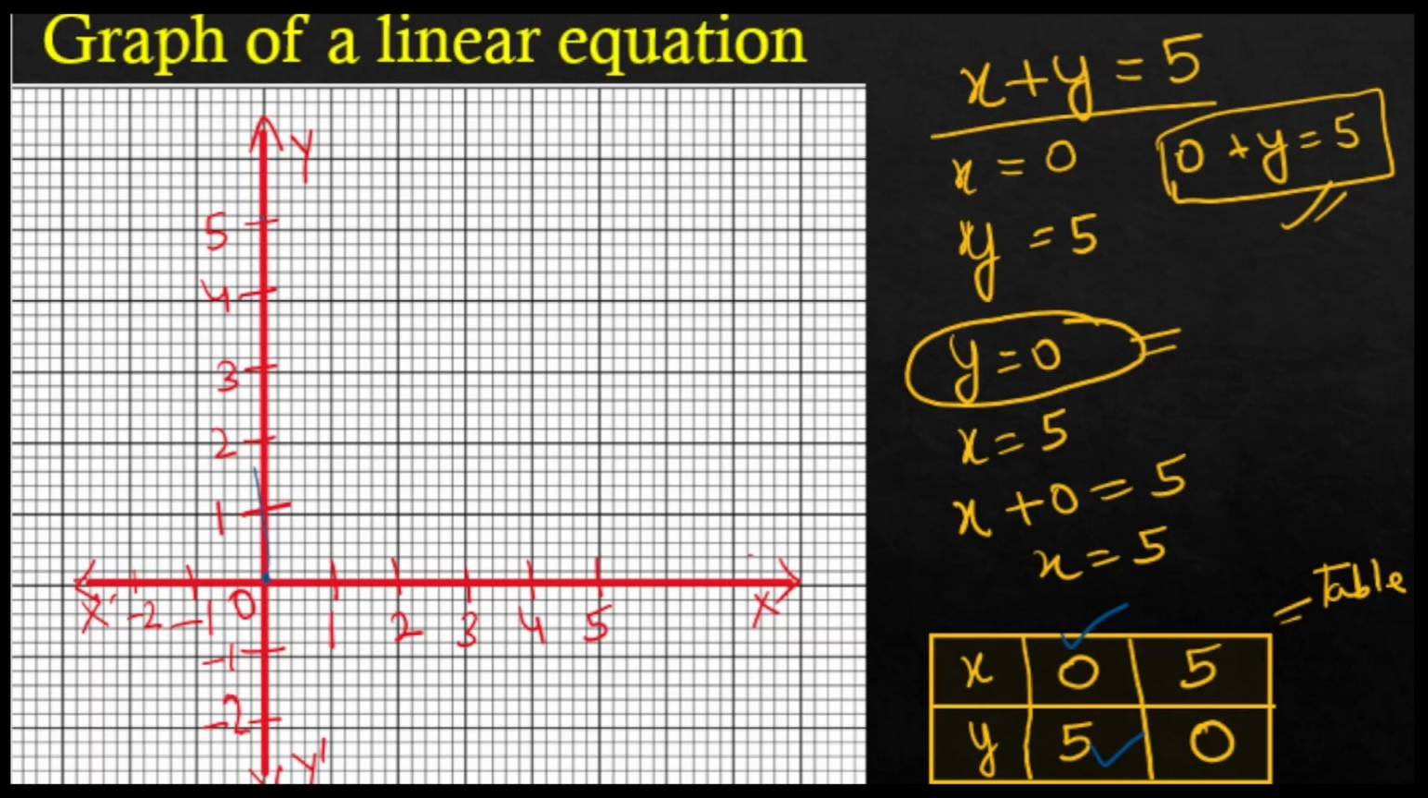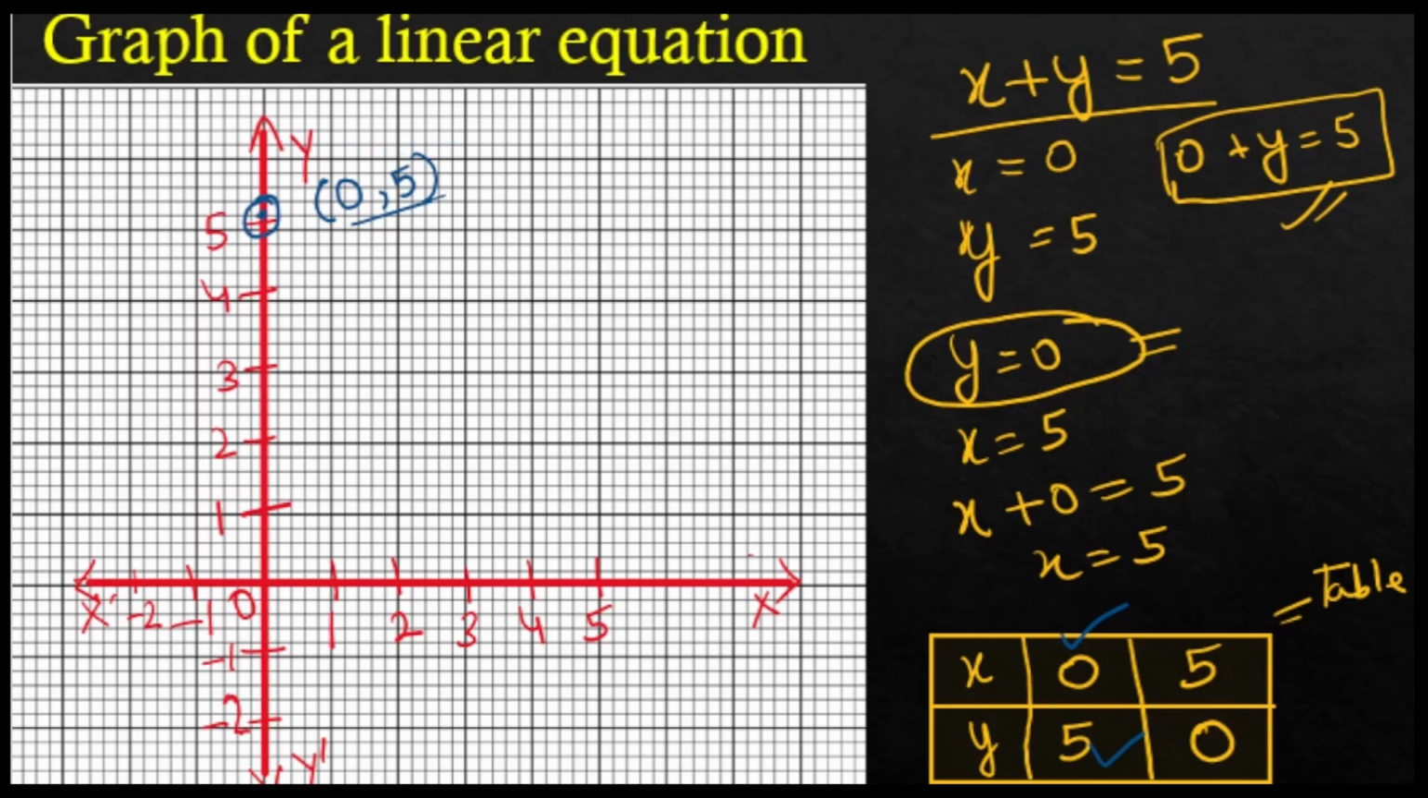So we will go up to 5. So this is the point. The x coordinate is 0 here and the y coordinate is 5. So the pair of values is in ordered form. This is for the x and this is for the y. So this is the point.